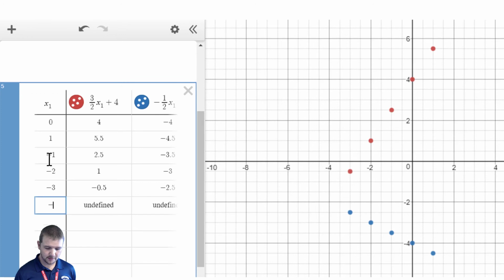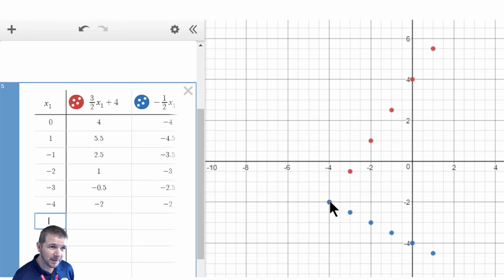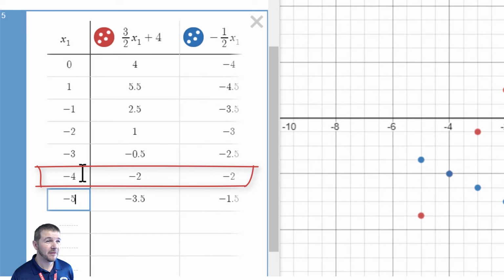Negative 3, negative 4. That's kind of hard to tell, but they are overlapping there. And if we went one farther, we'd see they've already intersected and are now starting to get farther apart again. We can also look here on the table, similar to the way we did this on the graphing calculator. When x is negative 4, y is negative 2 in both cases. So that would be the point in common and the solution to the system.